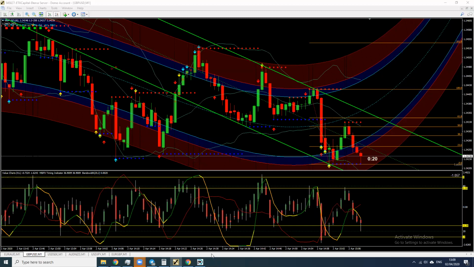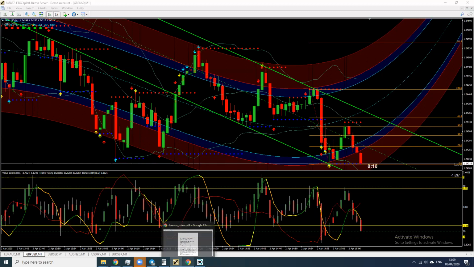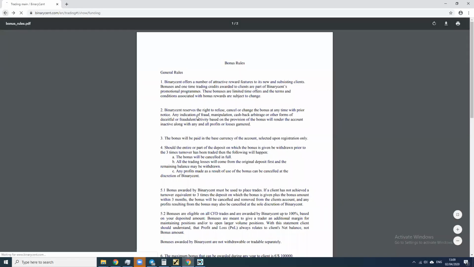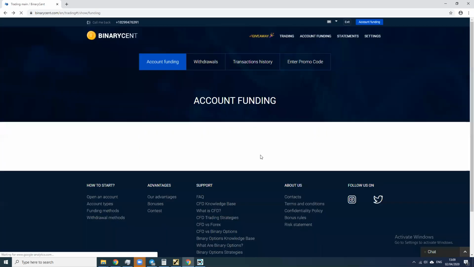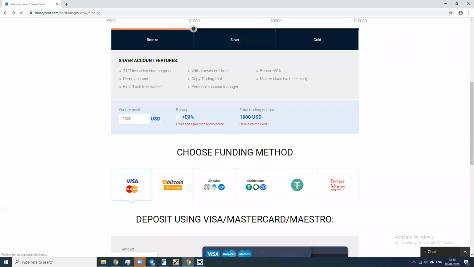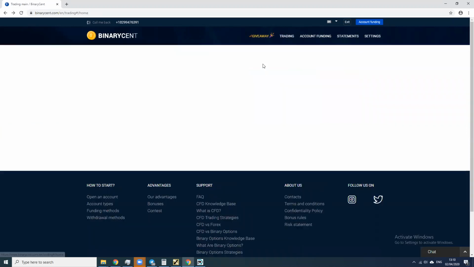Okay, well, I think we can leave it there. Oh yeah, when you set up your Binary Cent account, ask for a demo account. As soon as you fund it, just trade with your demo account for at least 2 weeks. Minimum 2 weeks, because you need to practice. You don't want to be trading too soon.